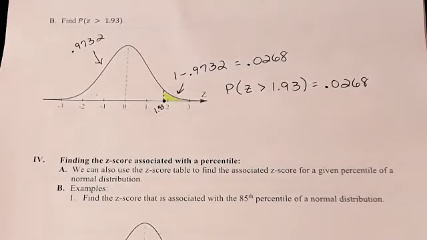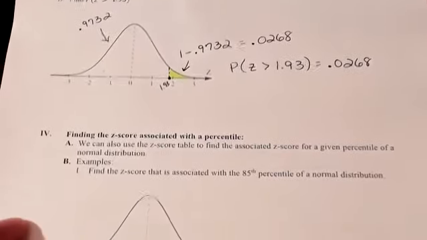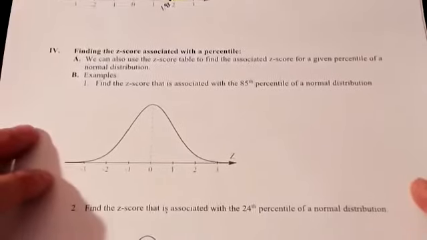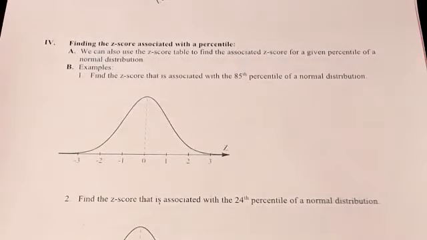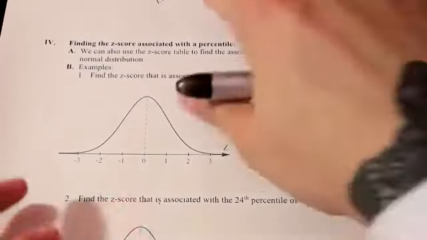Good. All right, let's take a look. Finding the z-score associated with a percentile. Now, this is a little bit interesting because this time we're going to work backwards. We can also use the z-score table to find the associated z-score for a given percentile of a normal distribution.